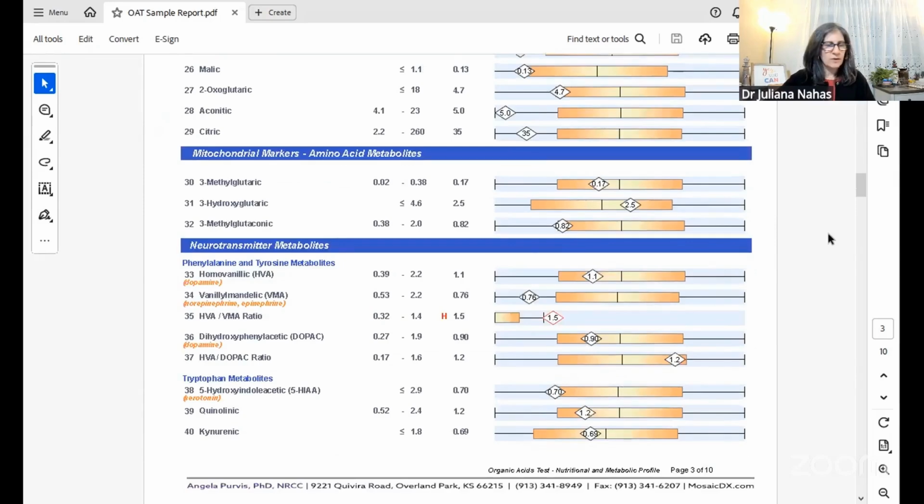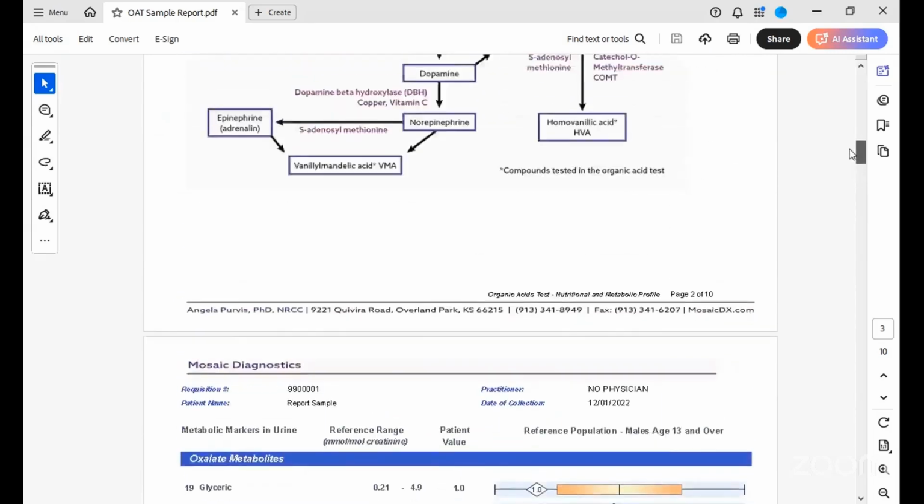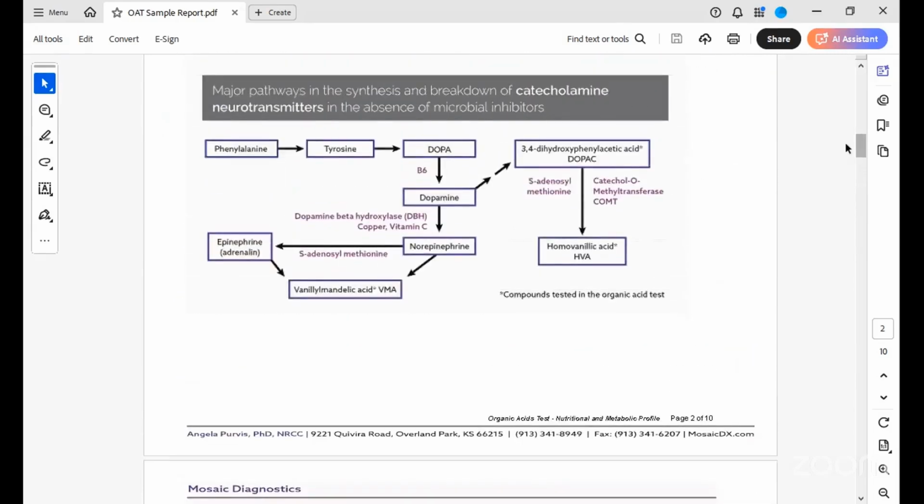Clear as mud so far, Sunnie? Yeah, I think so. On that, when you go back up to the diagram and it said copper and vitamin C, does that mean that replacing the copper and the vitamin C helps with that pathway?